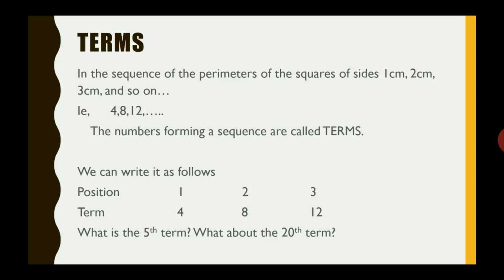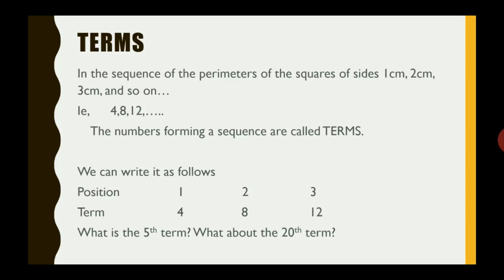Yes, to find the other terms, we can actually find the relation between the position and the term. We have to see if there is a relation between the position and the terms. That is 1 and 4, 2 and 8, 3 and 12. If we look at it in this way, we can say that 1 into 4 is 4, 2 into 4 is 8, and 3 into 4 is 12. So they are multiples of 4.